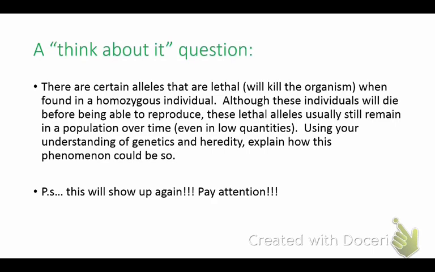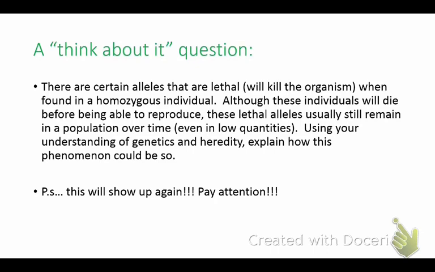There are certain alleles. What are alleles? Do you guys remember? They're like the big A and the little a, right? They're two different forms of the same gene, okay? So a big A or a little a that are lethal will kill the organism when found in a homozygous individual. So for example, if you're little a, you may not survive, all right? Although these individuals will die before being able to reproduce, these lethal alleles usually still remain in a population over time, even in low quantities.